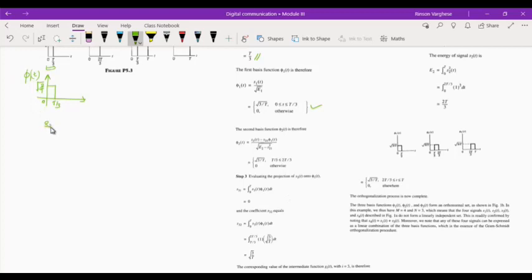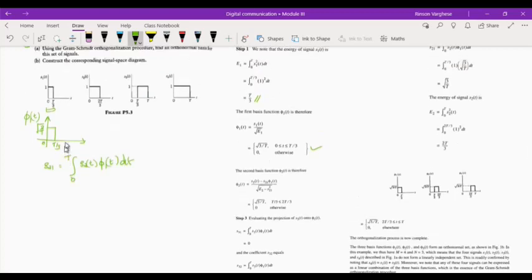Okay, S21. What is S21? Integral 0 to T of S2 of t times phi 1 of t dt. Now see, the second function extends from 0 to 2T by 3, whereas the basis extends only from 0 to T by 3. So for this integral, you take the value T by 3, which is the minimum. So this will become integral 0 to T by 3, because this product is 0 afterwards.